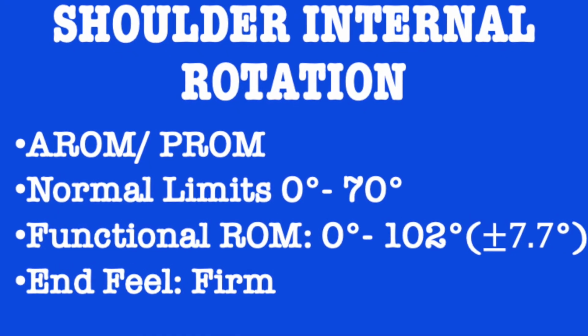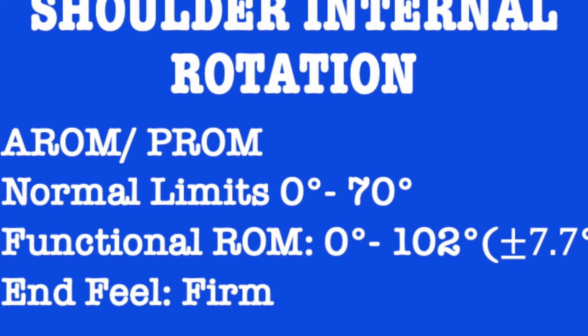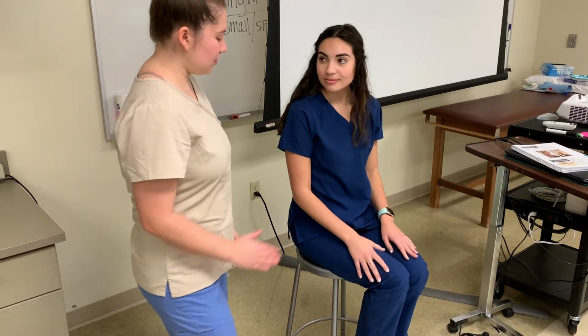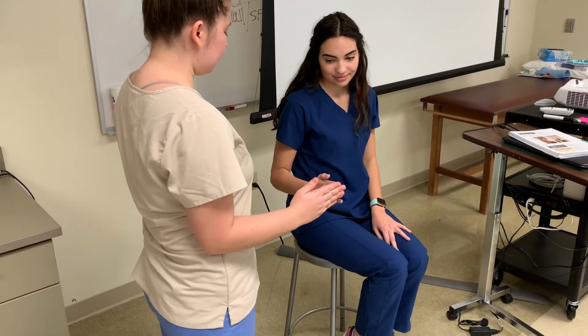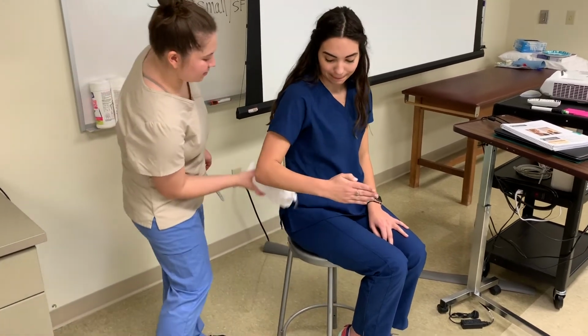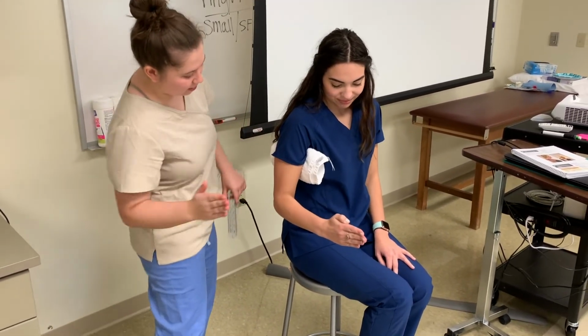Shoulder internal rotation. The client should be seated with the shoulder in a neutral position and the elbow flexed at 90 degrees. The forearm is in a neutral position. Make sure to address the posture with the patient. Place the towel in between the arm and trunk, making sure it does not block the goniometer's pathway.